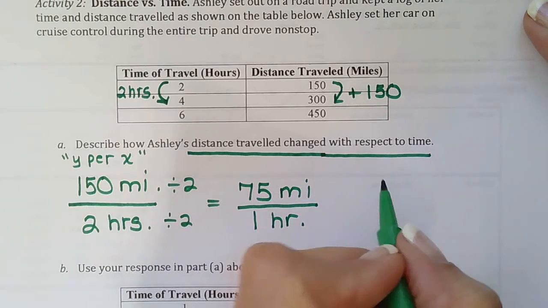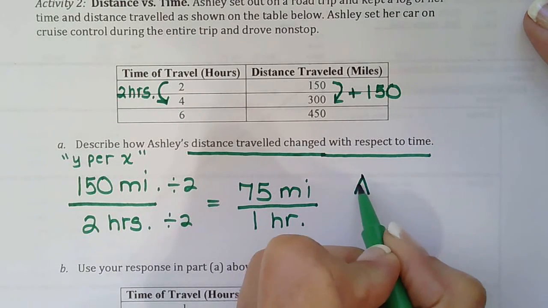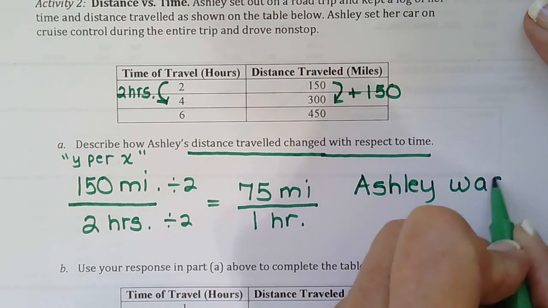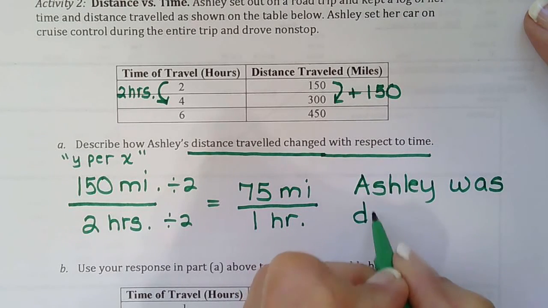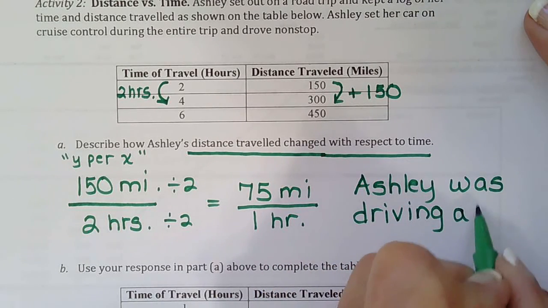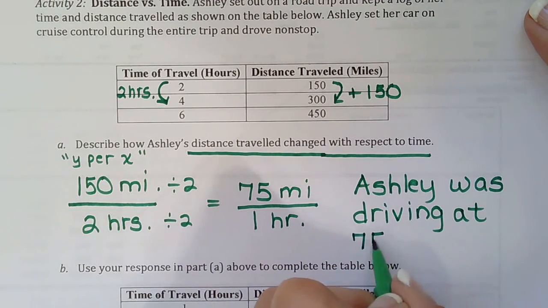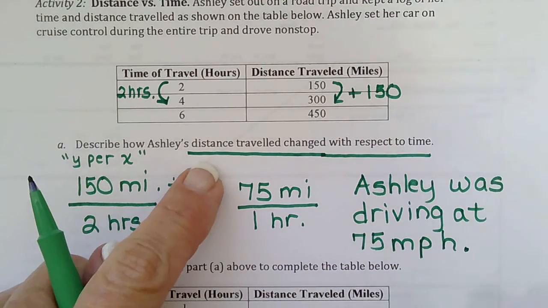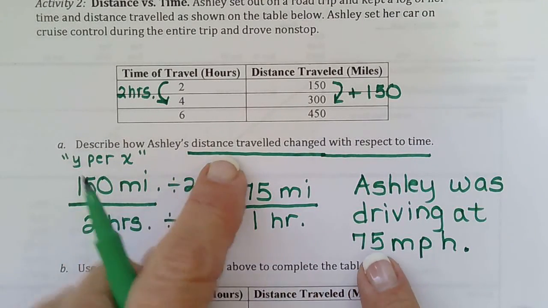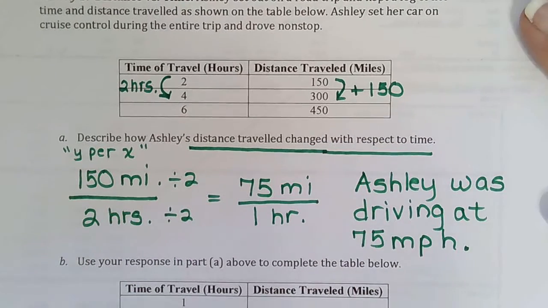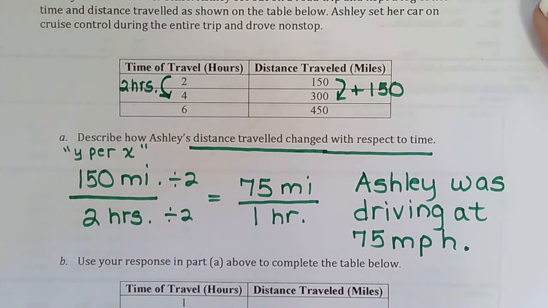So Ashley was driving at 75 miles per hour. So that's how her distance changed. For every hour, she drove 75 more miles. So that means she had her cruise control set at 75 miles per hour.